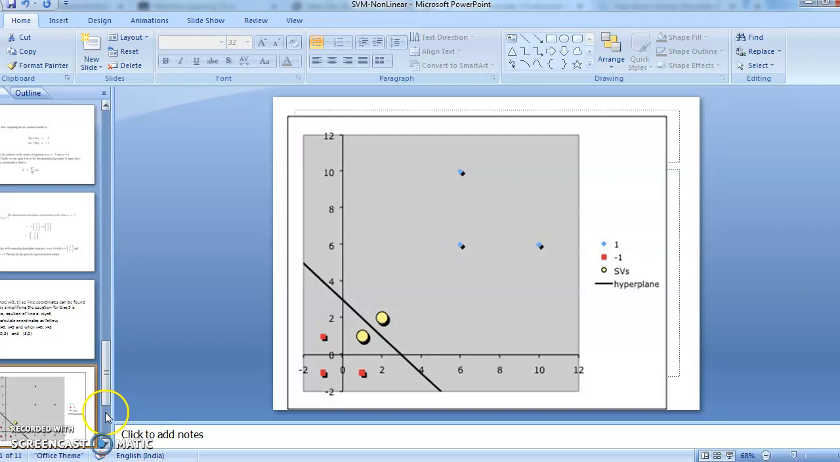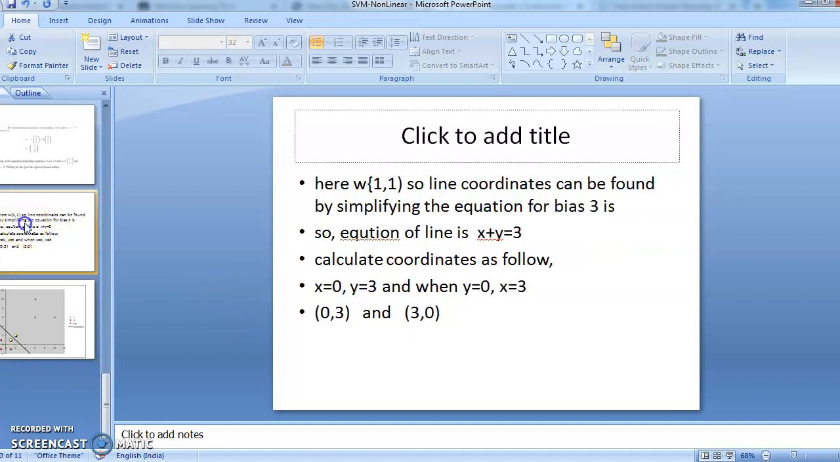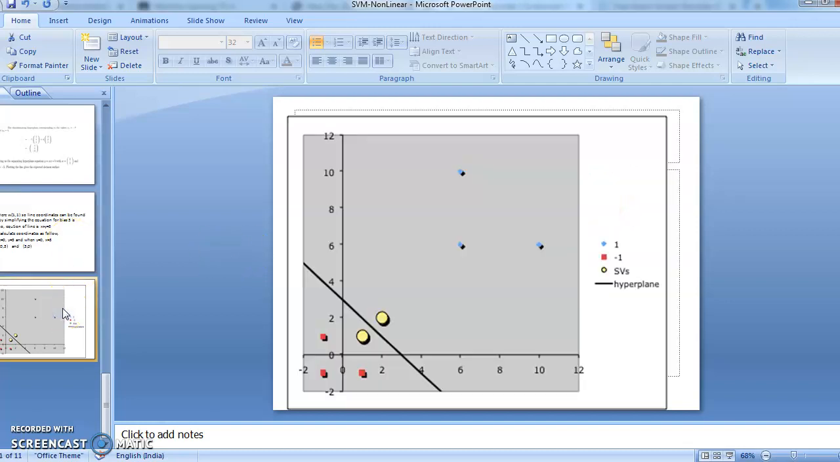So this is the nonlinear SVM, which you can easily identify with the help of the kernel function, which has transformed the original values into the new coordinates, and you can identify the support vectors and simplify the equation. Okay, calculate the points. The equation of the line always depends on the direction. Okay, here the direction W vector was (1,1). That's why, with the help of this equation, we have computed the values (0,3) and (3,0) with the help of the bias value. Okay, so this is the nonlinear SVM. Thank you.